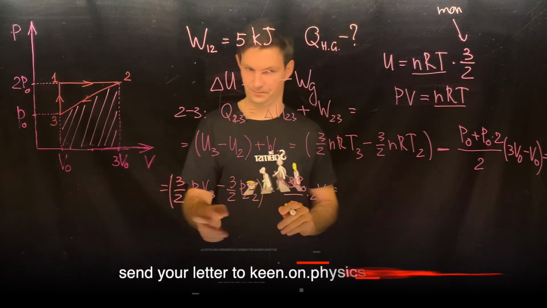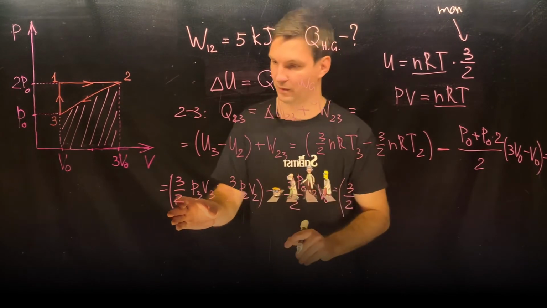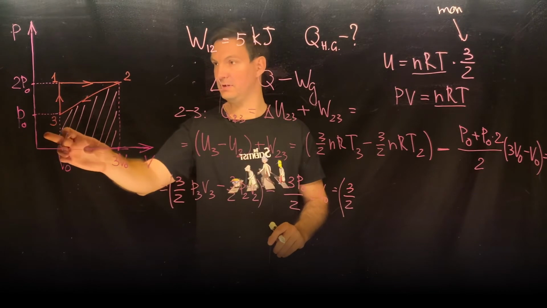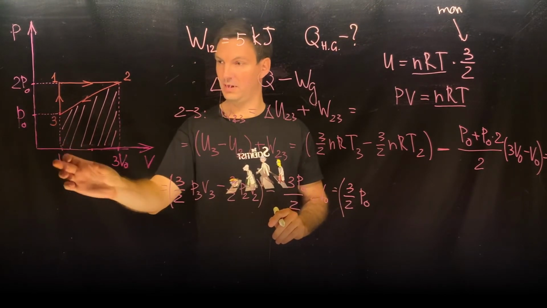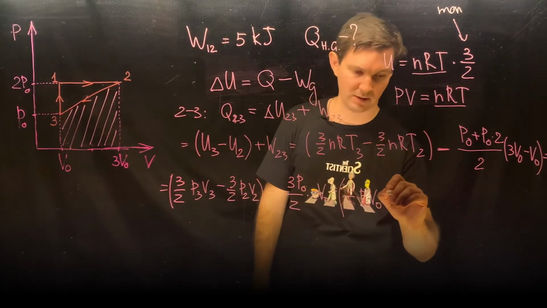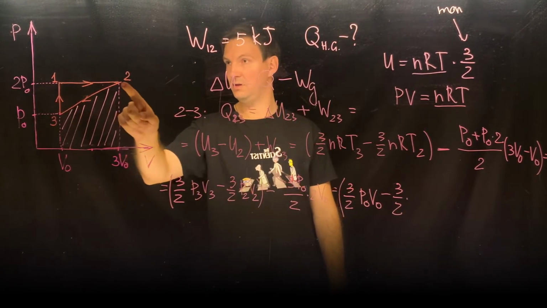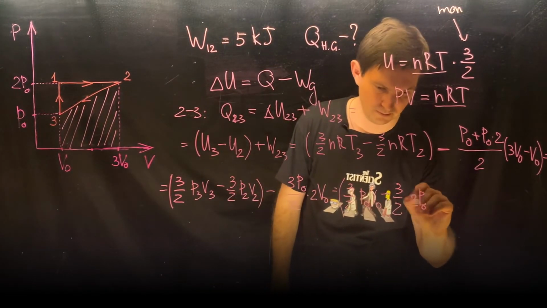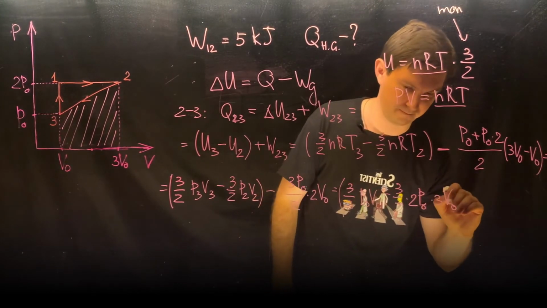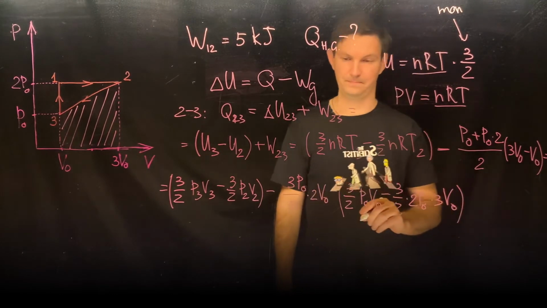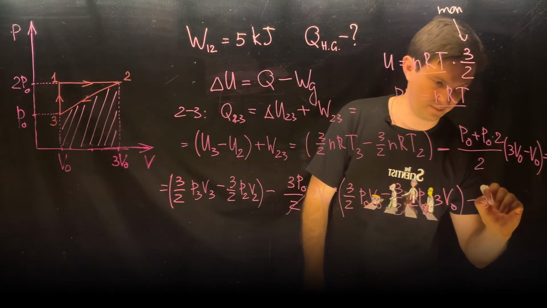So in our case, we know that pressure of the third state is P0 times volume of the third state is V0, minus 3/2 times pressure of the second state is 2P0 times volume of the second state is 3V0. Okay, minus 3P0 times V0.